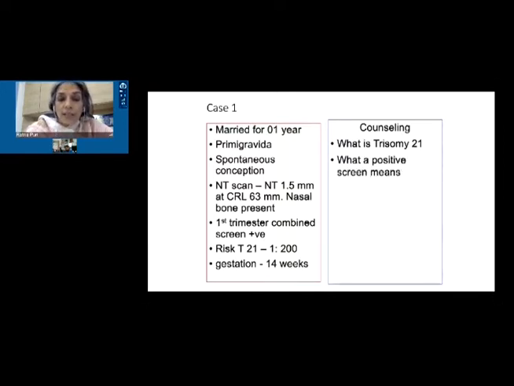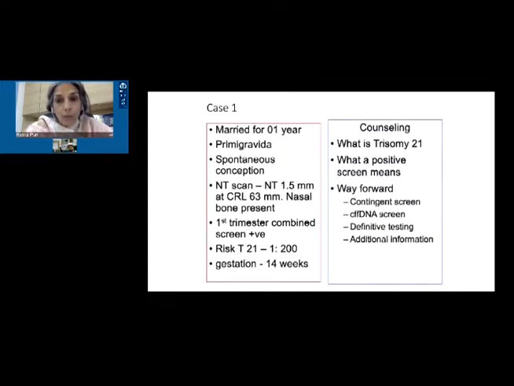You have to explain to them what a positive screen means. It doesn't mean that the child has a problem. It just means that there is a probability that the child could have a problem, and we have a way forward. There are multiple ways forward. You could either do the contingent screening, add on the ultrasound markers, or do an integrated screening with testing of second trimester markers at 16 weeks.